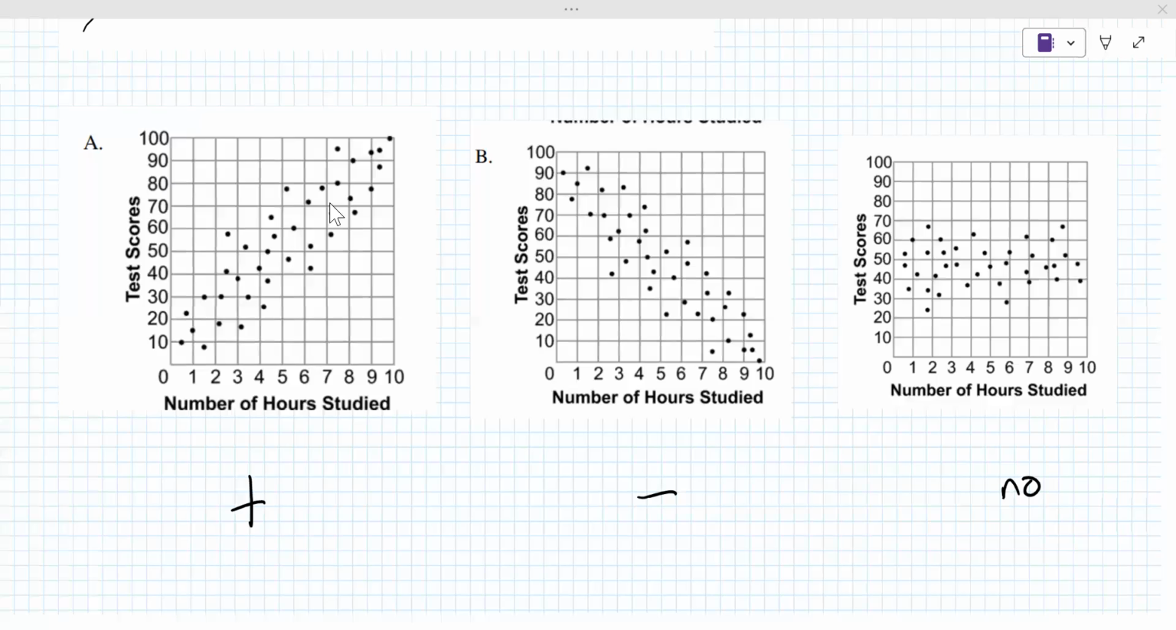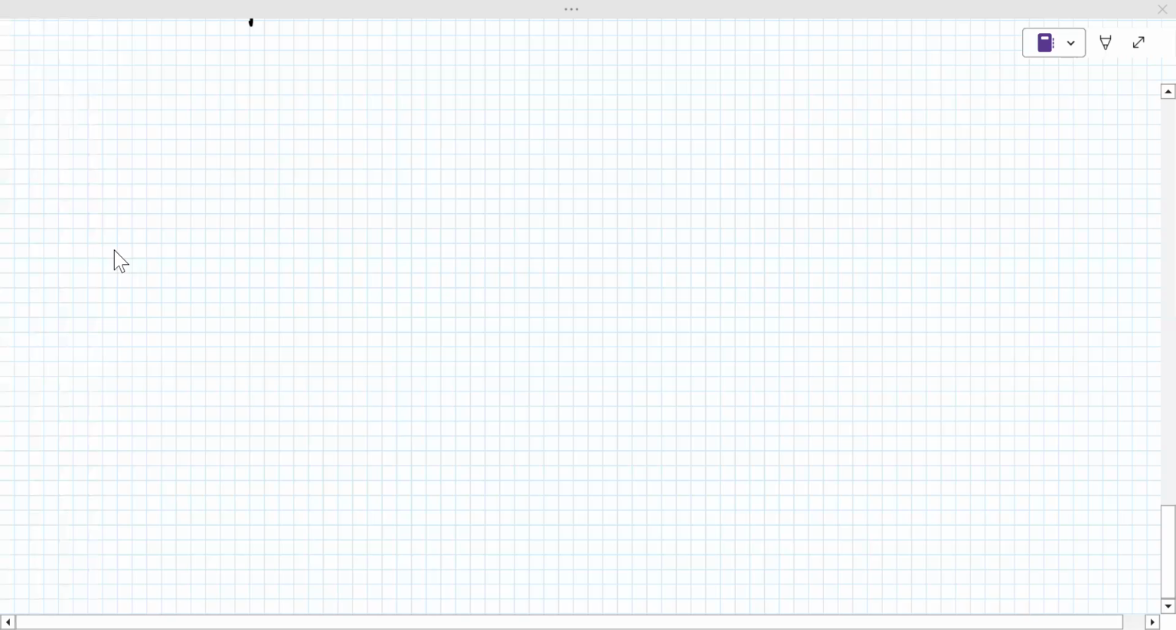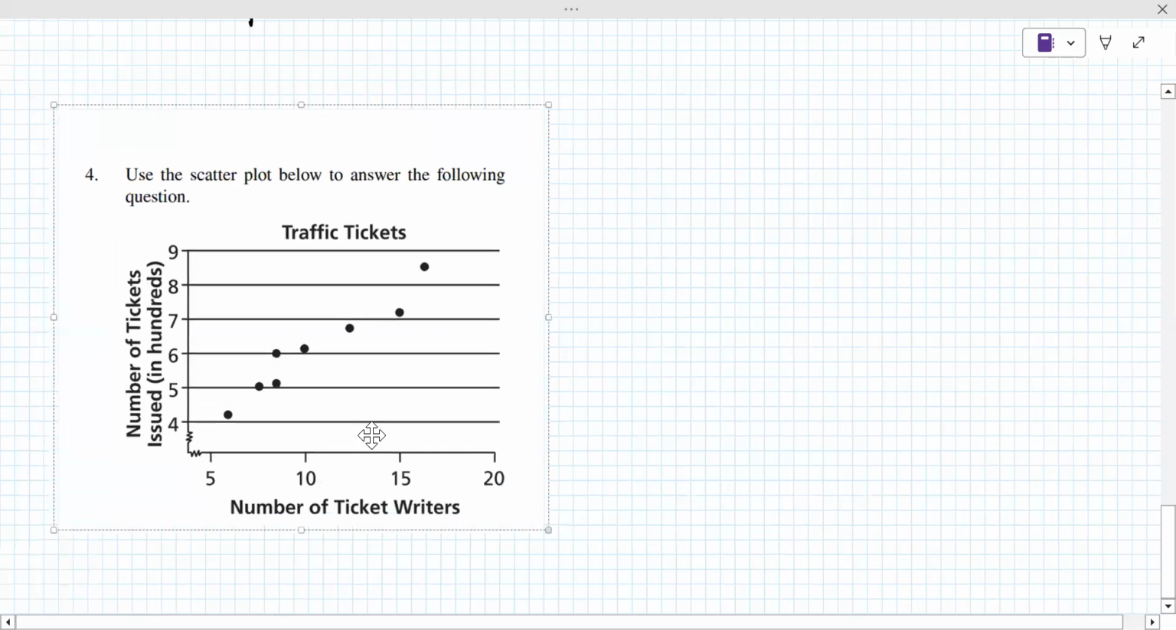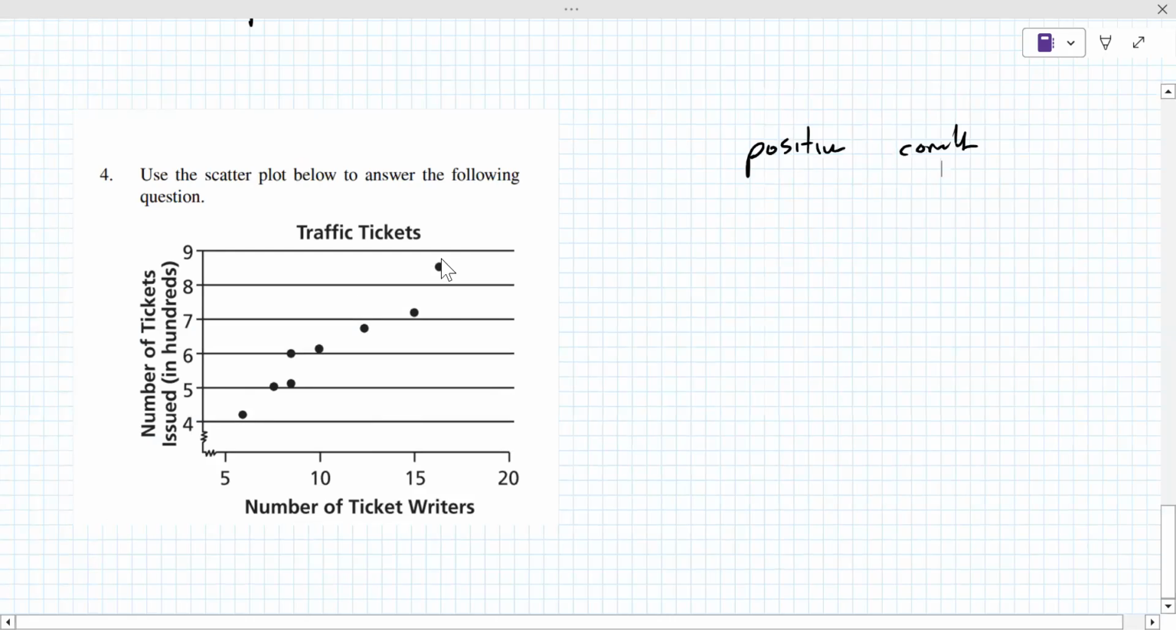And the interesting thing is, we actually try to do this. We think if we study more, we'll get a better test grade, or if the temperature goes up, then something else. We tend to think that one causes the other, one affects the other. Mm-hmm. So let's look at a new problem here. This one has positive correlation. You can see that it's going up and to the right. It's following a trend there.